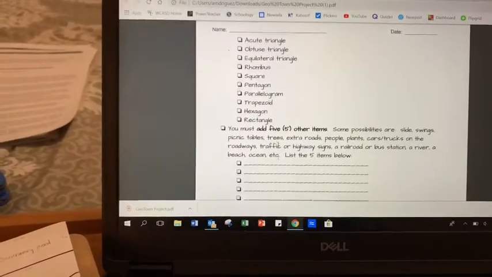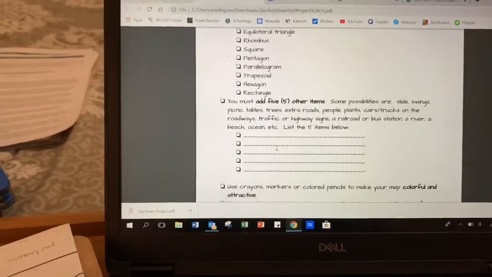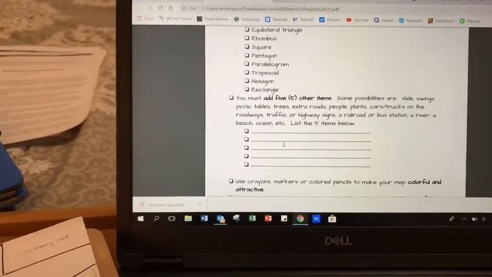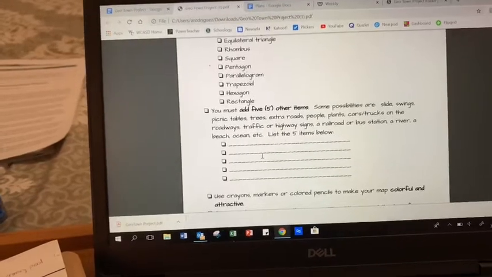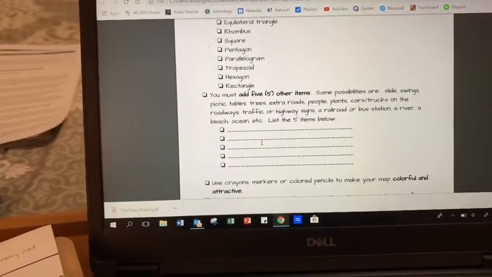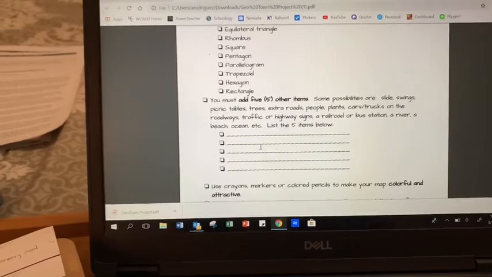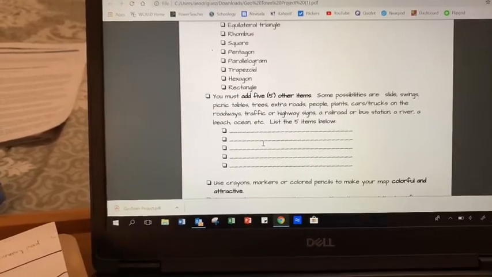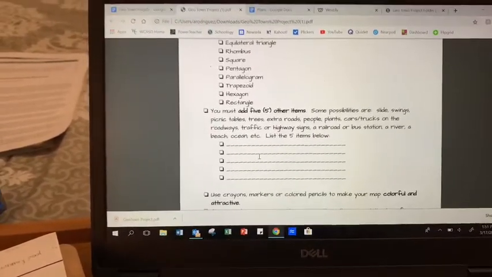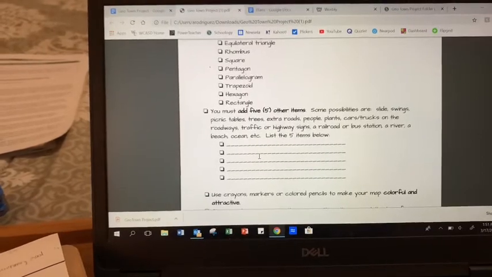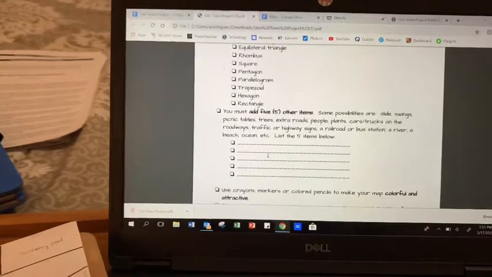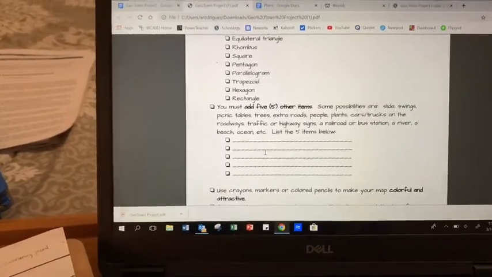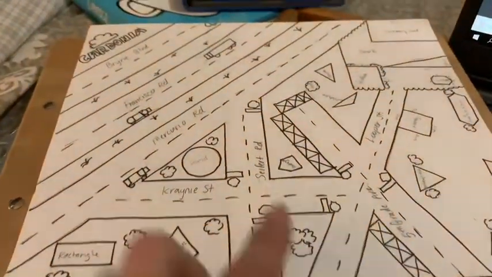Once they've finished that, I would like for them to add 5 other items. These items could be slides, swings, picnic tables, trees, extra roads, people, plants, cars, trucks on the roadways, traffic or highway signs, a railroad or bus station, a river, a beach, ocean, etc. And if they could please write on their map what additional 5 items, the 5 items that I've added.